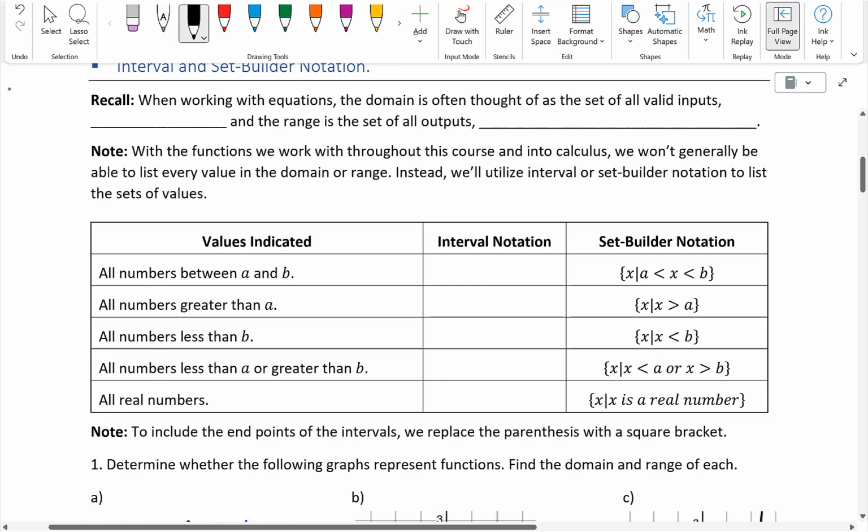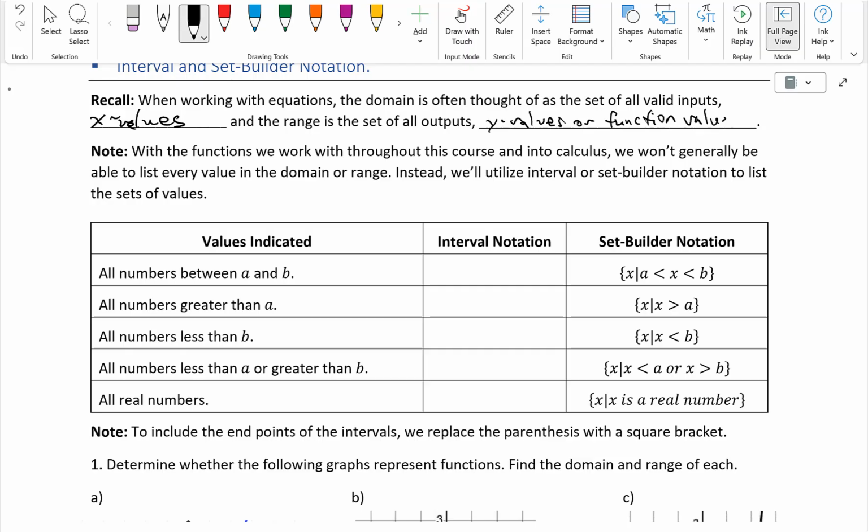When working with equations, the domain is often thought of as a set of all valid inputs, or what we looked at before, the x values. And the range is a set of all outputs, so we call those the y values or function values. Note here, with the functions we work with throughout the course and in the calculus, we won't generally be able to list every value in the domain or range. Instead, we'll utilize interval or set builder notation to list the sets of values.